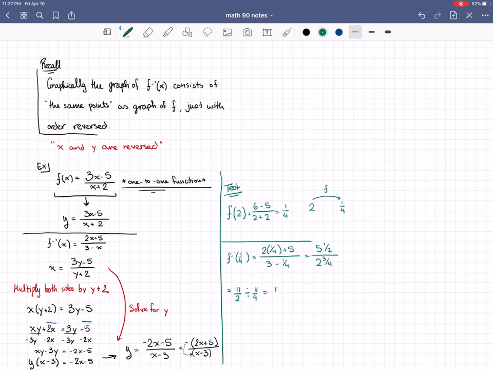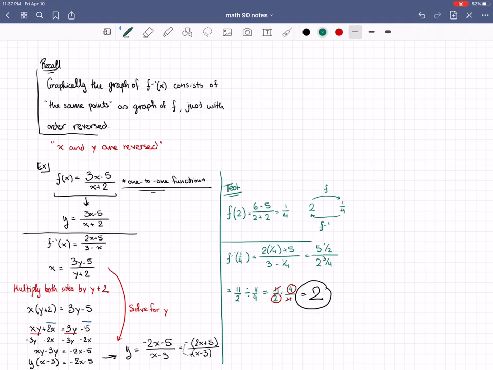What I hope you remember is that dividing by a fraction is the same as multiplying by its reciprocal. Oh, look at that. The 11s reduce off. And then the 4 and the 2 reduces with the 4. And we are left with 2. So sure enough, not only did f send 2 to a quarter, but f inverse sends a quarter back to 2. This is the most important idea of inverses.